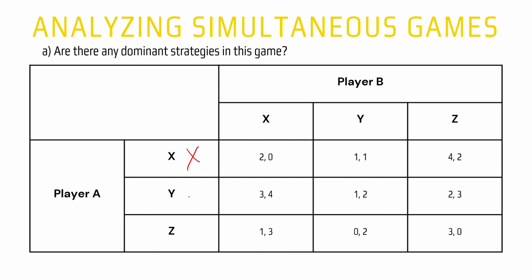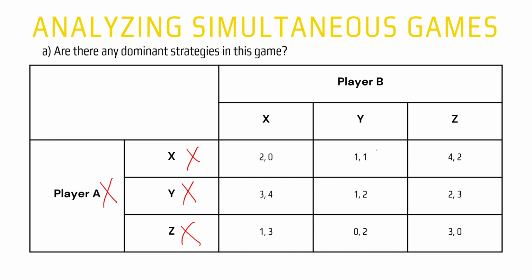Next, strategy Y. For the first one, it is the dominant one since 3 is greater than 2 and greater than 1. For the next one, 1 is equal to 1 and is greater than 0. However, for the last one, 2 is less than 4 and is less than 3. Therefore, strategy Y is not a dominant strategy. Lastly, strategy Z. It is already being dominated by both strategies X and Y, therefore strategy Z is not a dominant strategy. So player A does not have a dominant strategy.